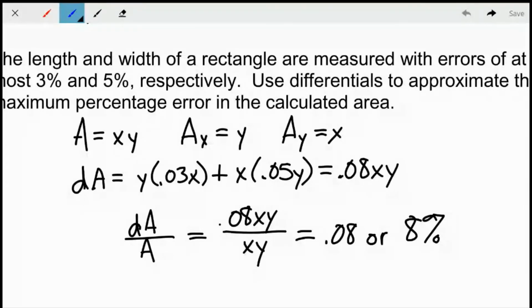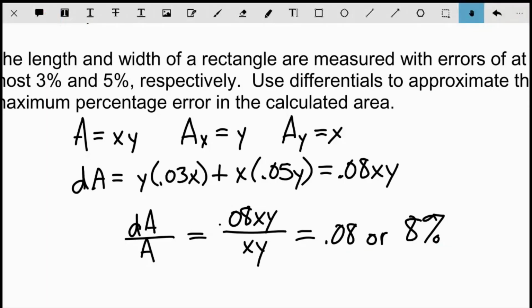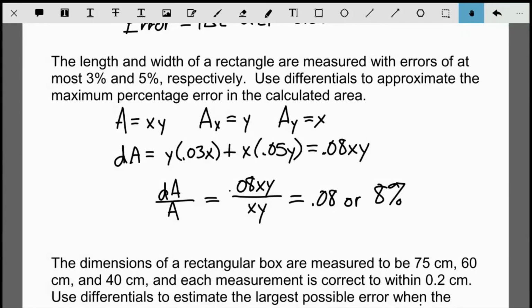Well, my dA is 0.08xy. Let's divide that by our area. And when we divide that, notice the area cancels out and we end up with 8%. So it sort of works itself out in that case where we were able to get a percentage of the area because everything canceled out. If we wouldn't have had such a simple function, it's possible that the xy wouldn't have canceled out and we would have had 8% of something. But in this case, it all canceled out very nicely.